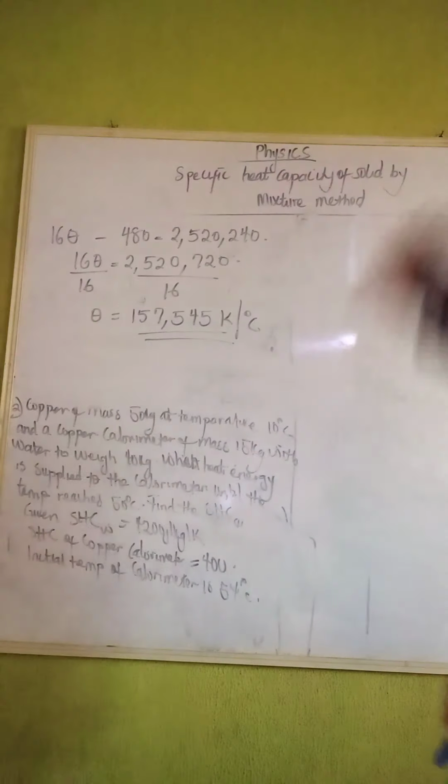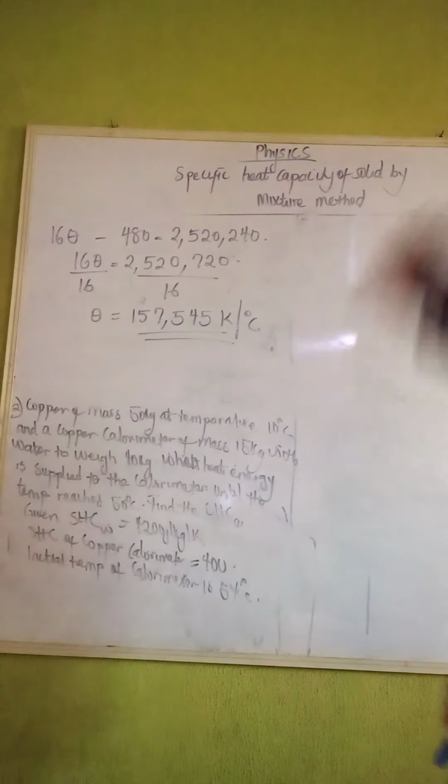It has water inside it. Please note this question. The copper calorimeter weighs 15 kg. Now inside the copper calorimeter we have water. So the total mass of the copper calorimeter and water is 40. So how do we know the actual weight of the water? For us to get the mass of the water, you just say 40 minus 15. And that's 25 kg. Is that okay?